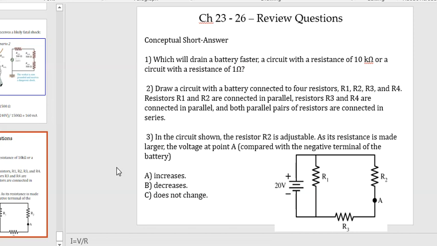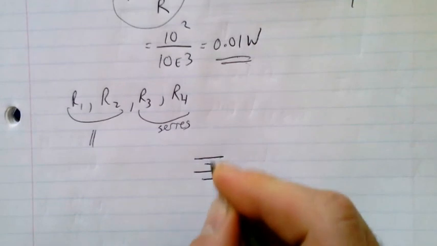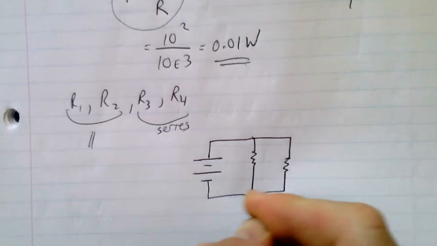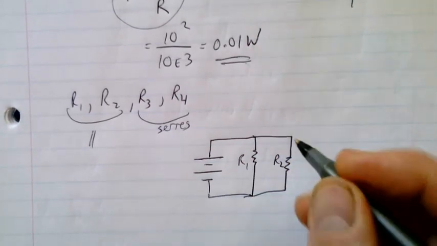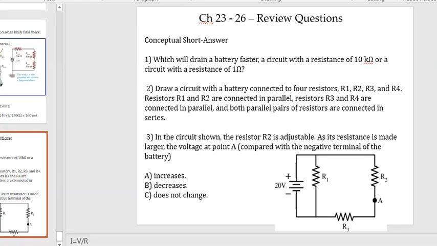Let's draw a circuit with a battery connected to 4 resistors. So we have R1, R2, R3, and R4. And R1 and R2 are connected in parallel, and R3 and R4 are connected in series. So let's see what it looks like here to draw that. We'll have a battery here, and then we'll have R1 and R2, which are connected in parallel, and then we'll have R3 and R4 connected, oh, sorry, I made a mistake.